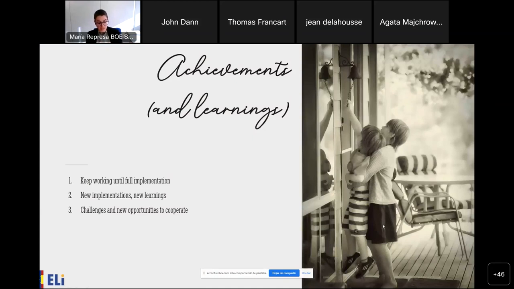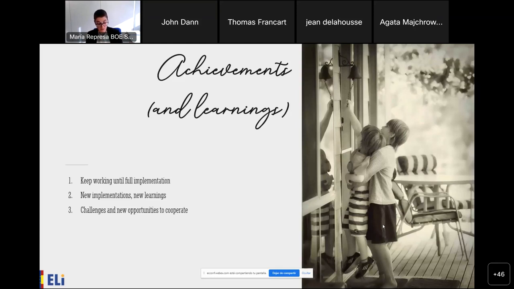We have learned many things during these years coordinating the project, and every new implementation is a new lesson. Even with a unique technical specification, the implementation can be different and even correct. There are many ways to do the same thing, and that opens our minds every day. There are challenges, of course, but ELI also creates new opportunities to cooperate in other matters, from thesaurus to data protection or whatever.